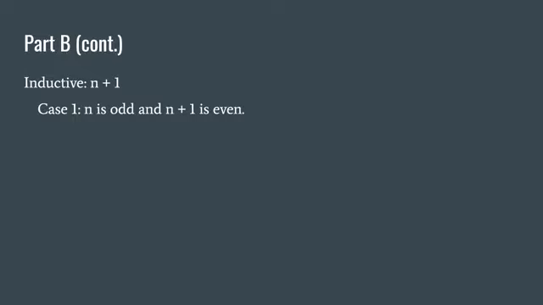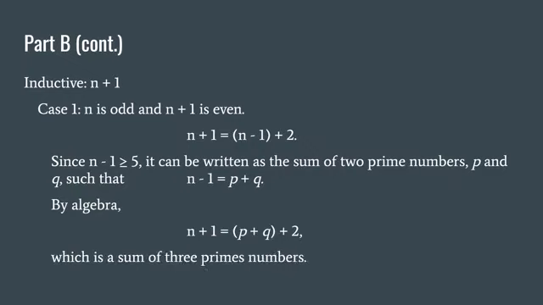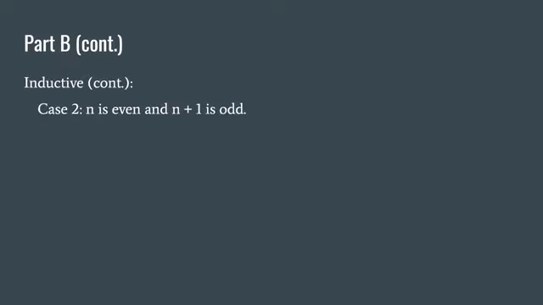Case 1, n is odd, and that means n plus 1 is even. So we've got n plus 1 is equal to n minus 1 plus 2, and since n minus 1 is greater than or equal to 5, it can be written as the sum of two prime numbers, as in Goldbach's conjecture, p and q, such that n minus 1 is equal to p plus q. So by algebra, we have n plus 1 is equal to p plus q plus 2, which is a sum of three prime numbers.